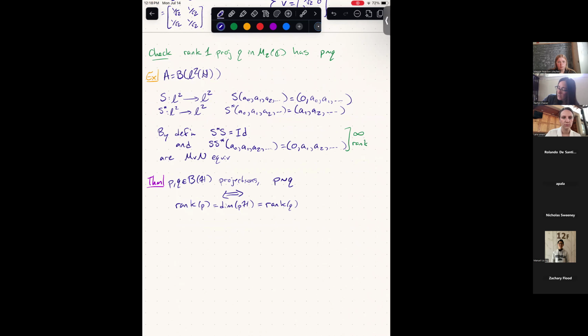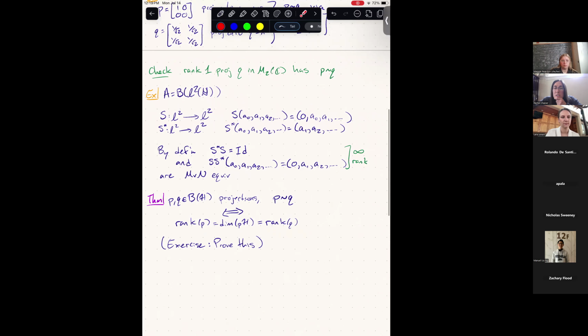And at this point, I'll say that proving this theorem is actually a fun exercise, so I'll just give you that to do. Okay, so this is how you want to think about Murray von Neumann equivalence. It's picking out the rank of projections in B of H. Now, if you're working in a different C-star algebra, maybe there's less geometric intuition, but this is hopefully still going to ground you.